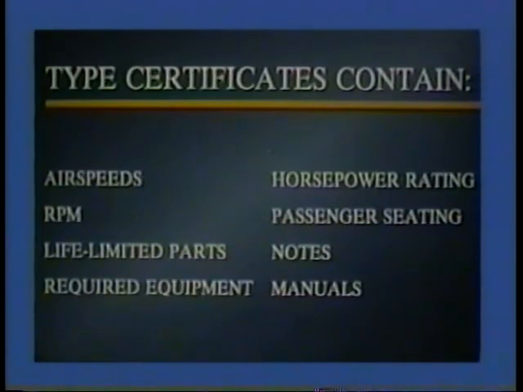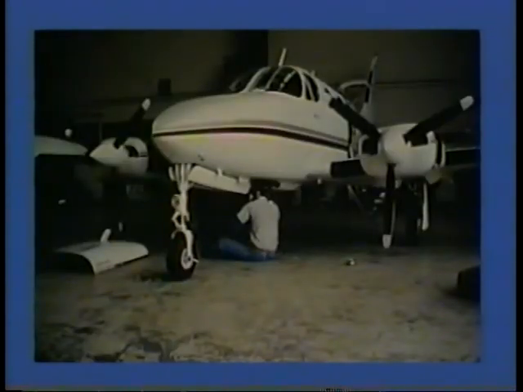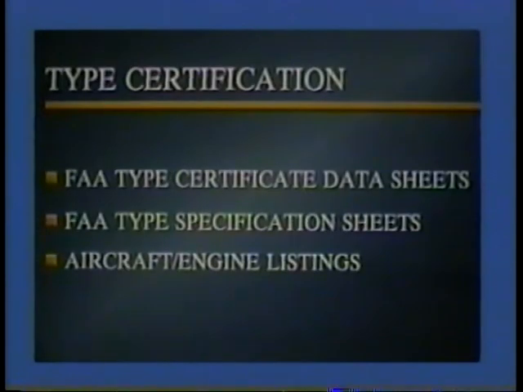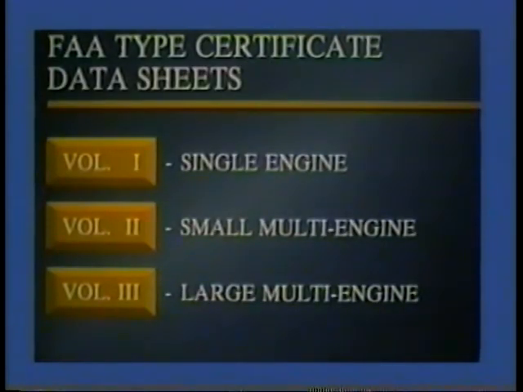Where can you research specific information on type certificates for aircraft, engines, and propellers? You should have, in your shop, FAA type certificate data sheets, FAA type specification sheets, and aircraft and engine listings for each make and model aircraft that you work on. And remember, there are separate listings for older aircraft in which 50 or less aircraft, engines, or propellers are in service.